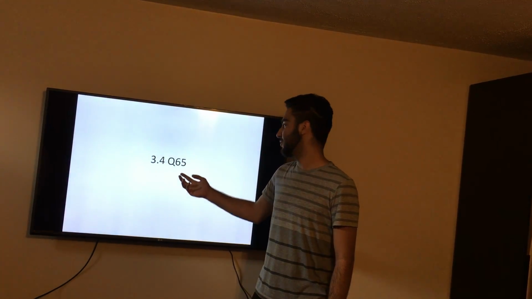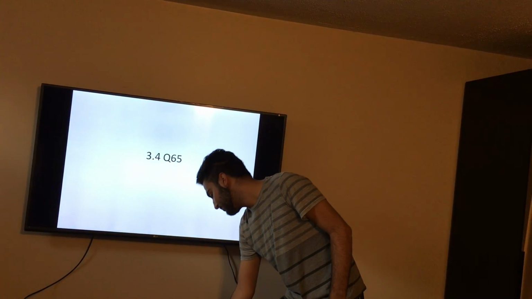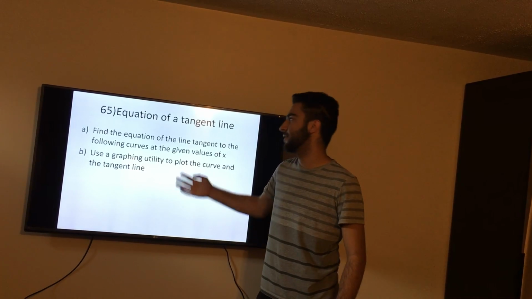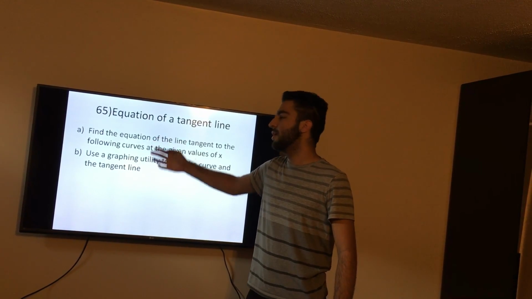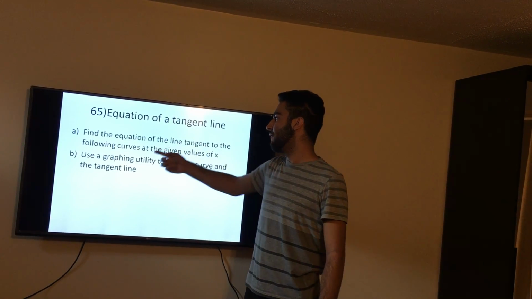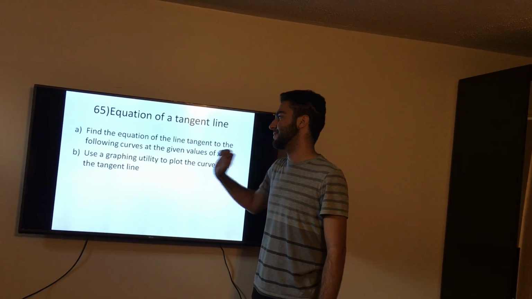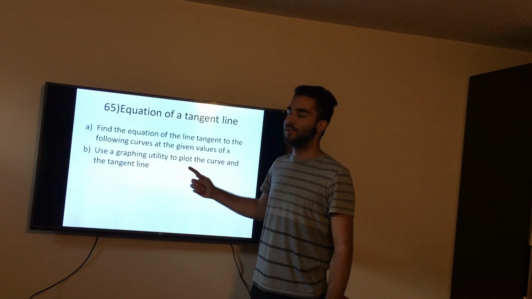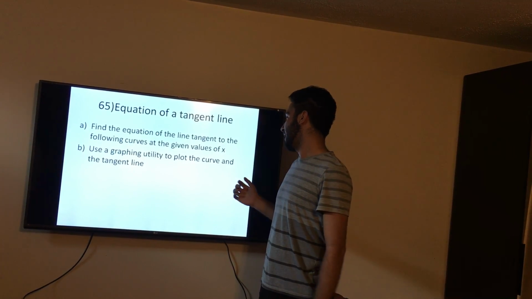The question that I'm going to do is question 65 from chapter 3.4. The question basically asks us to find the equation of a tangent line. There are two parts of the question, A and B. Part A asks us to find the equation of the line tangent to the following curve at a given point x. And then part B is to use graphing utilities to plot the curve and the tangent line.